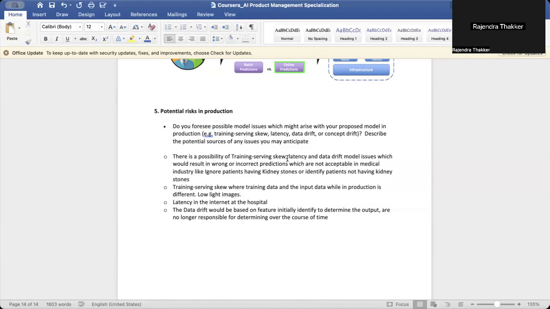There is a possibility of training serving skew where the training data and the input data in production are different, like low light images in the hospitals. Latency might be because of an internet blip or low speed internet in the hospitals. At times, data drift would occur because the features that we use to identify the output are no longer responsible for determining it over the course of time.